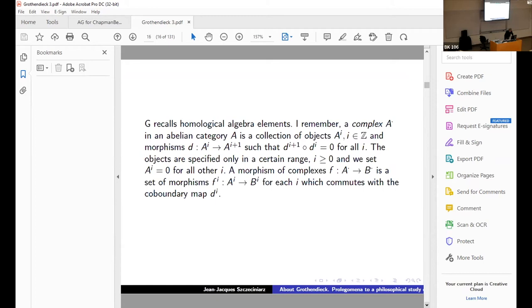So I recall homological elements. A complex A• in an abelian category is a collection of objects A^i, i in Z, and morphisms d^i: A^i → A^(i+1) so that d^(i+1) composed with d^i is zero for all i. The objects are specified only in a certain range, and we set A^i to be zero for all other i. A morphism of complexes is a set of morphisms f^i: A^i → B^i which commute with the differentials.